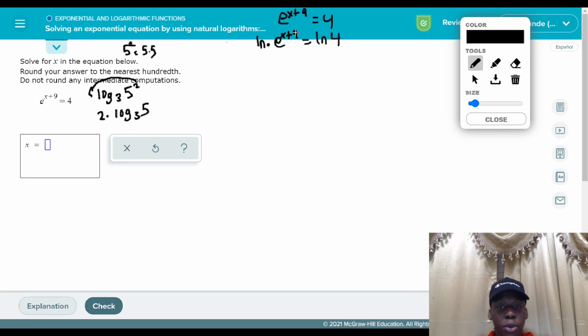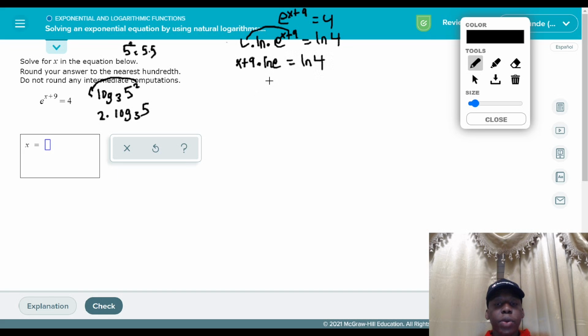So that's the same concept we're going to use here. As you can see, the power here is x plus 9. So we have to take x plus 9 and put it at the front and multiply that by ln e in this case. So that will be x plus 9 times ln e equals ln 4.